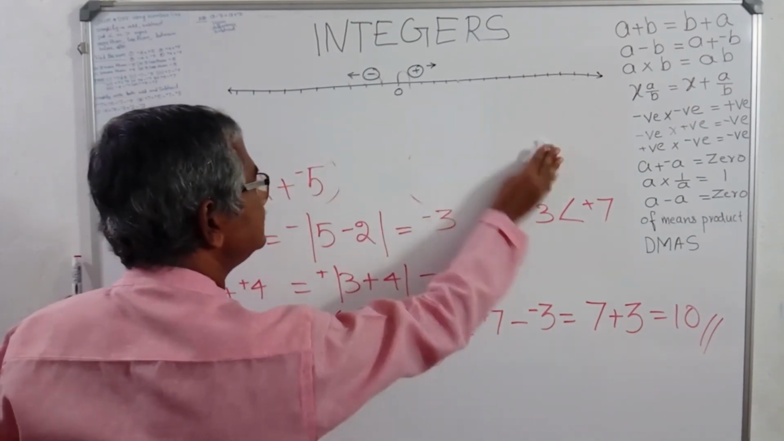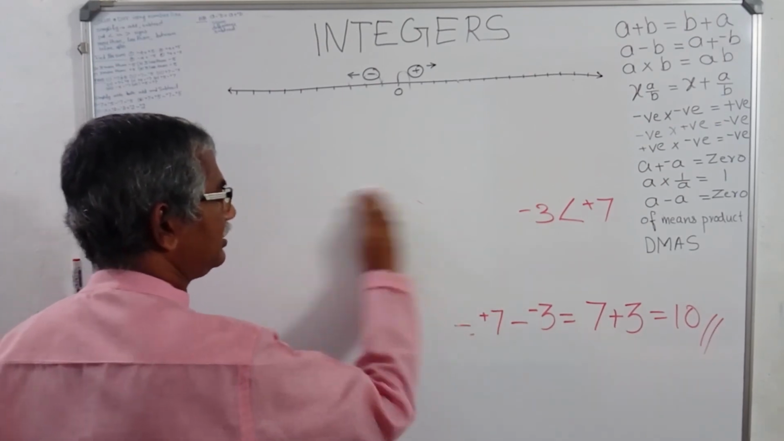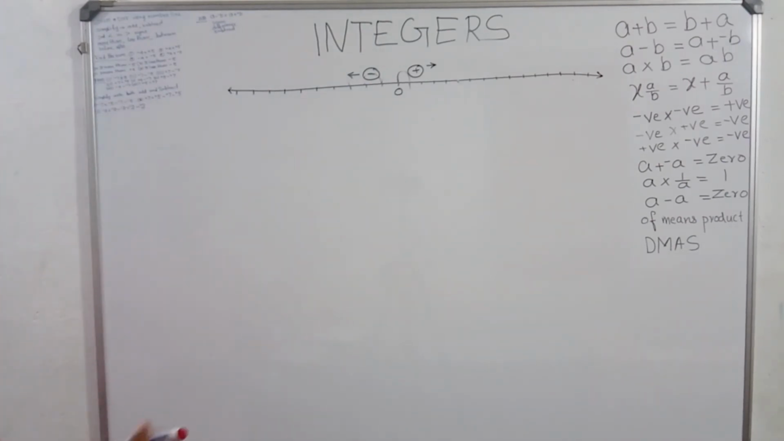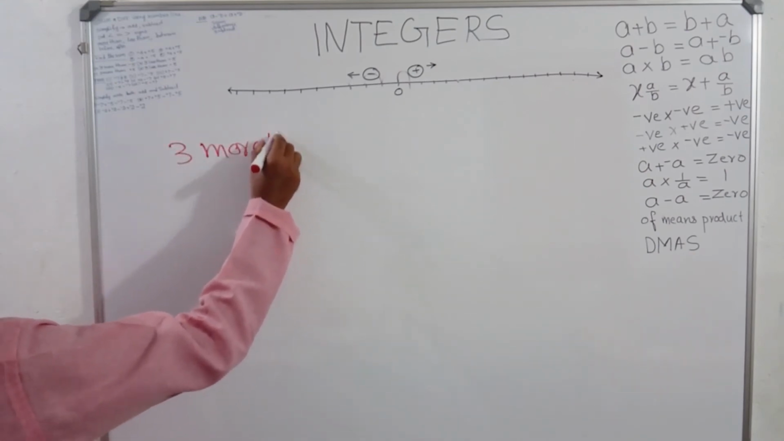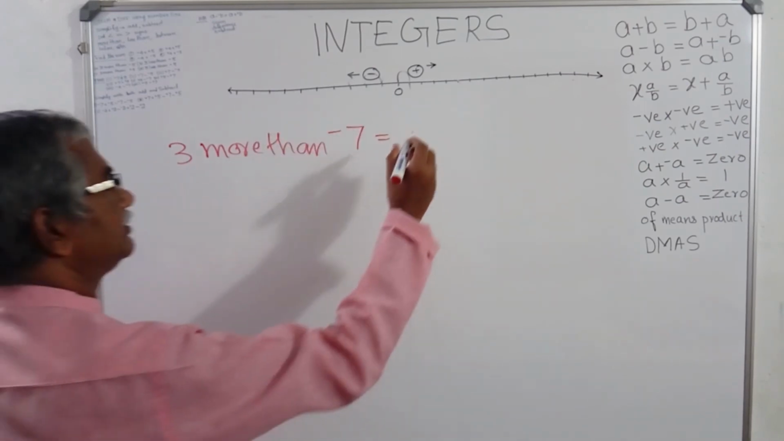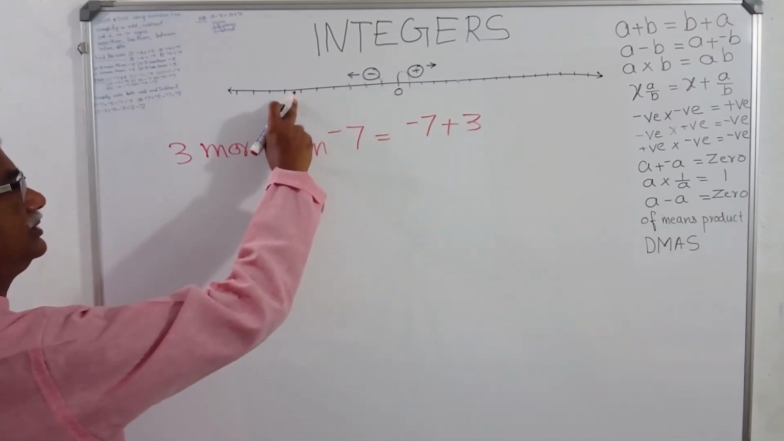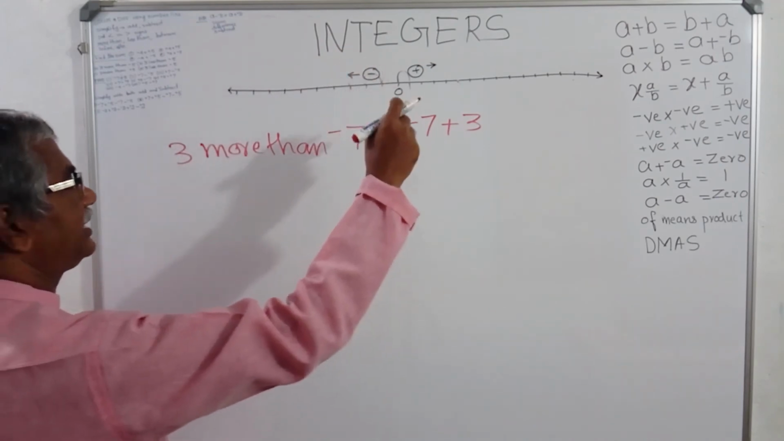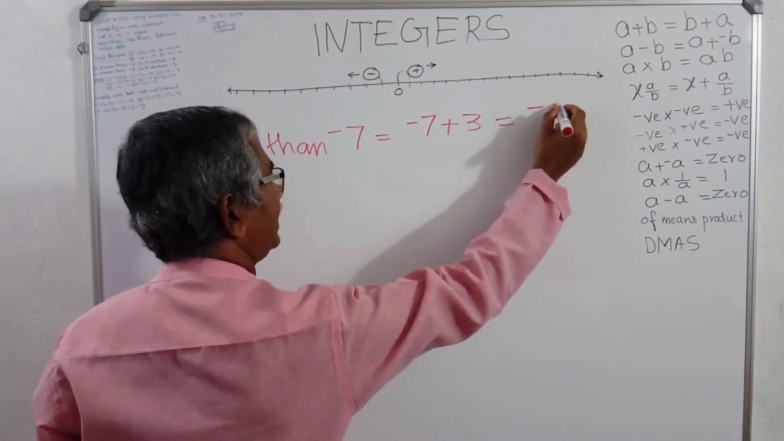Next, we have to understand the meaning of the words more, less, equal, between. More than: 3 more than -7. What does it mean? It is simple addition. -7 plus 3. Taking the -7, then going right side 3 times. What are you getting? -4. It is stopping at -4. The answer will be -4.